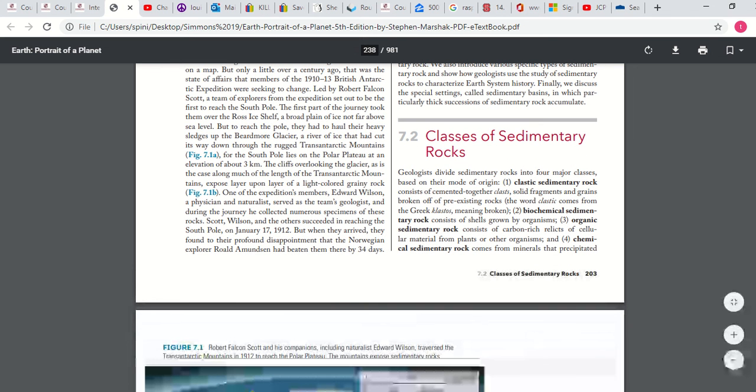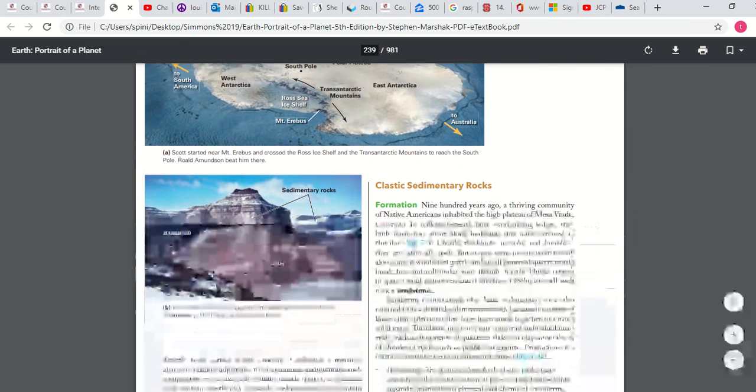Organic sedimentary rock, and of course we've talked about coal, is probably the most obvious one of those. And then finally chemical sedimentary rocks, like the piece of agate that I showed you. We don't see a lot of those around here, but they do exist. So we've got all 4 of the different types of sedimentary rock. So let's start looking at them.